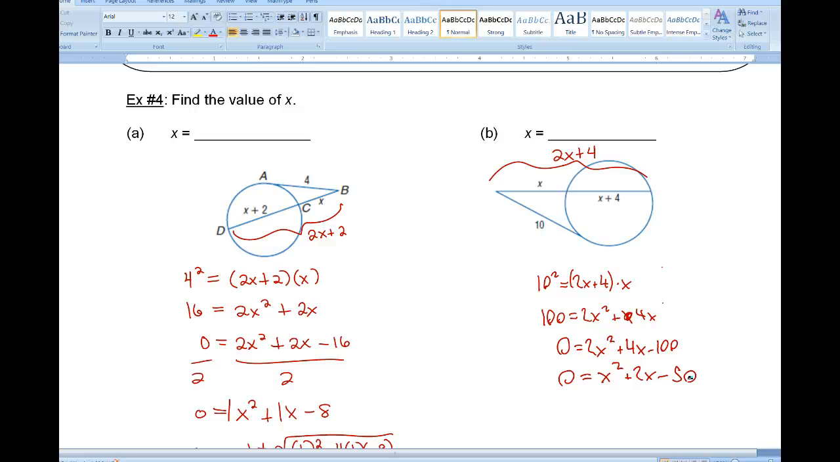So you could. We're trying to factor it. We're trying to avoid the quadratic formula. You can't. 5 and 10 doesn't work. You can't factor that? I don't think so.